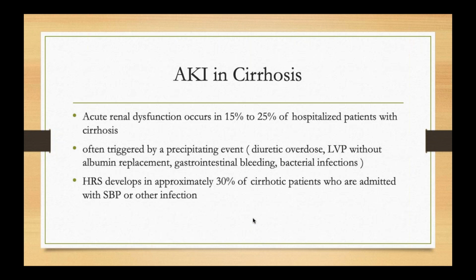Next complication is acute kidney injury in cirrhosis. It occurs in 15 to 25% of hospitalized patients. It is usually caused by some precipitating event. Like I was treating ascites, I have increased the diuretic dose so much that kidney dysfunction occurred. I have done an LVP of around 5 to 6 liters, but I have not replaced with albumin. GI bleed has occurred or spontaneous bacterial peritonitis. These are the most common causes of AKI in cirrhosis.